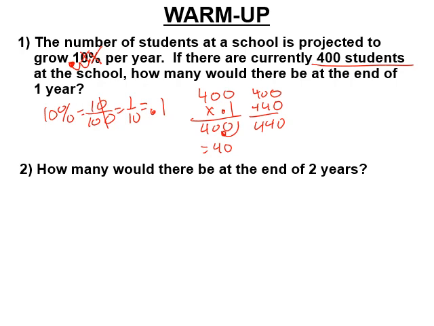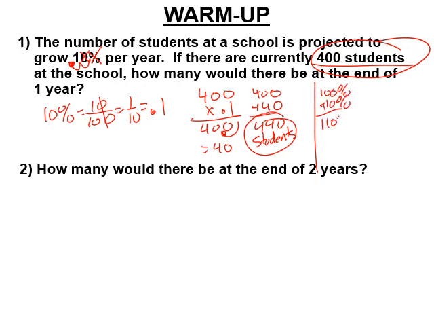So how many would there be at the end of 1 year? You don't say 40, there would be 440 students. Now, the way I teach my 7th graders is a little faster, right? 400 students is 100% of the students that were at the school. So if we're going to have 10% more than 100%, that is 110%. So next year there'll be 110% of the students. So you take 400, and now 110% as a decimal is 1.1.